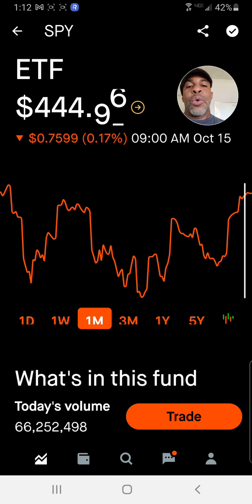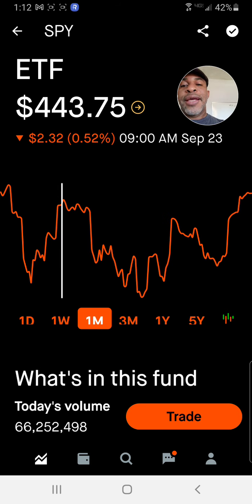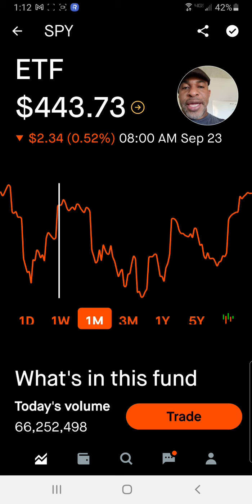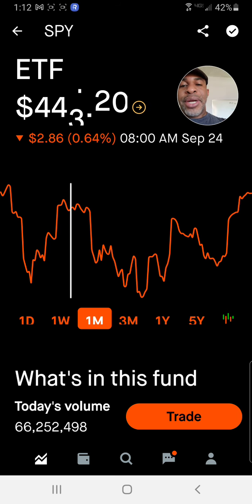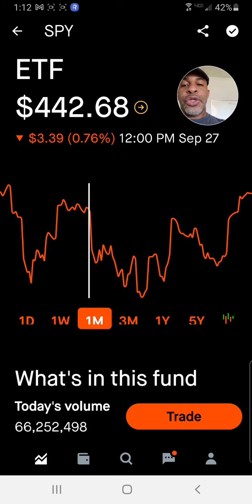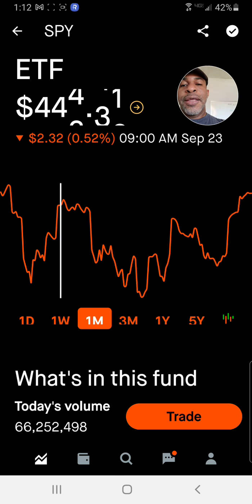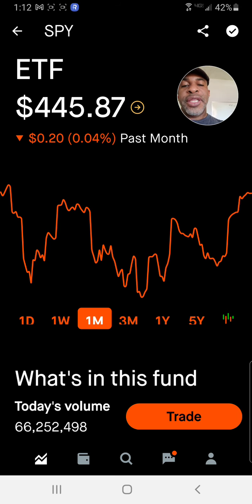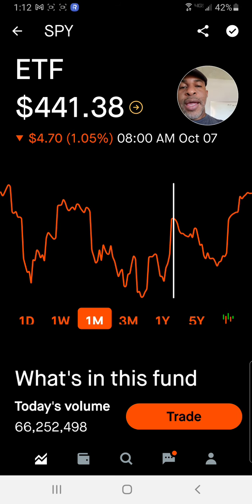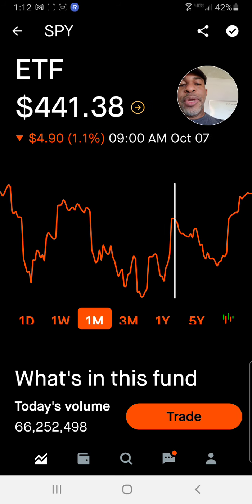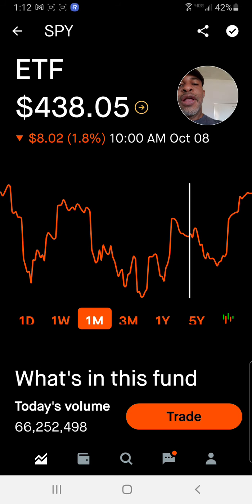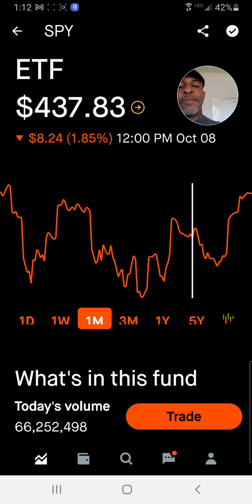So the other thing to note is that when it does hit a peak, we see it hit this peak on September 23rd, but it didn't really start to come down until the 27th. So it held that range for about 3 to 4 days. If we look at the other peak, on October 7th it hit its peak and didn't really start to go down till October 11th. So it seems to hold for a couple days before it goes to a dip.